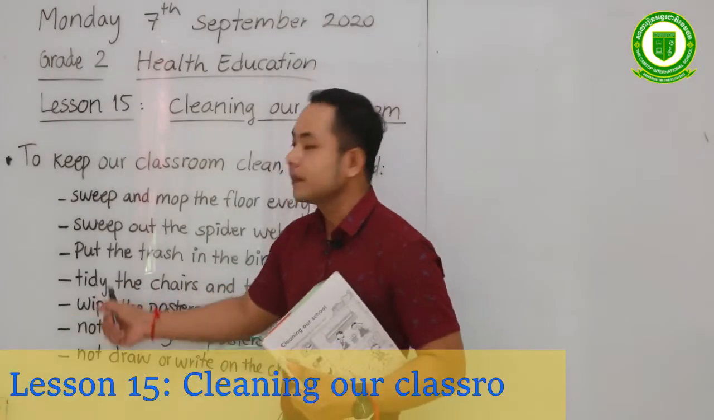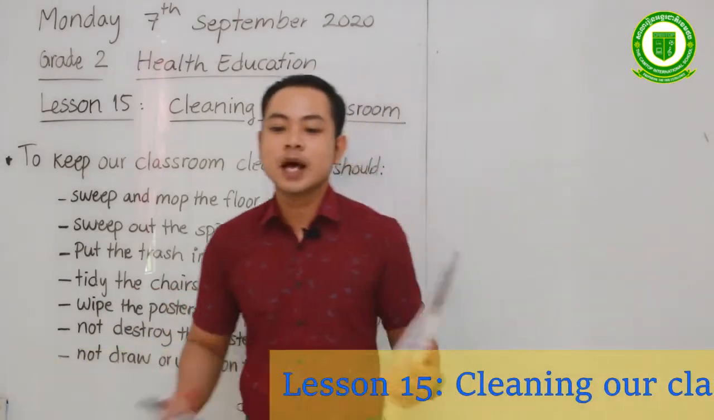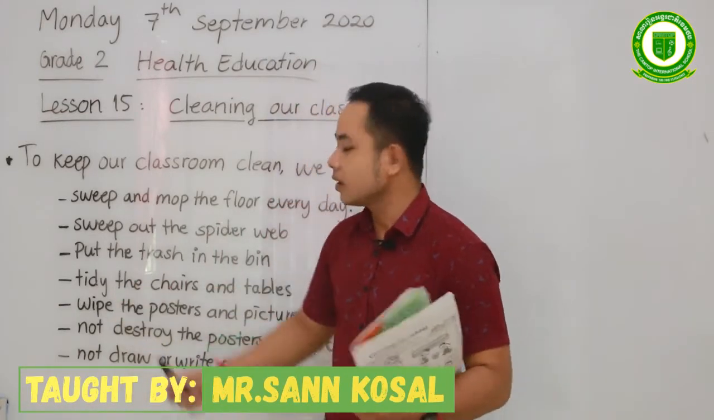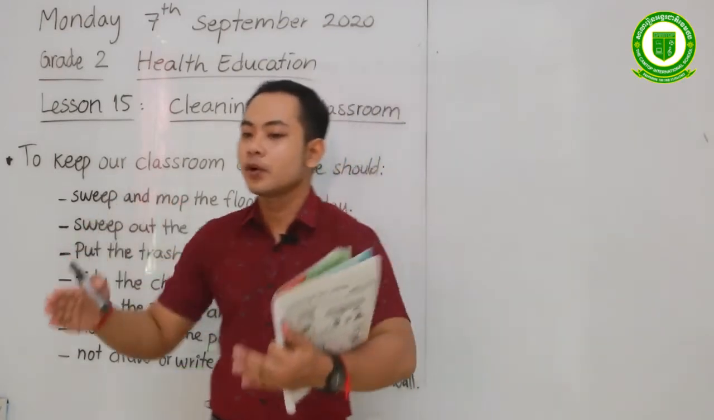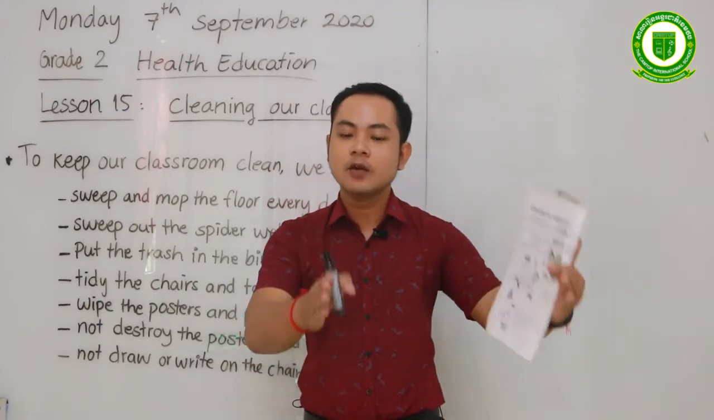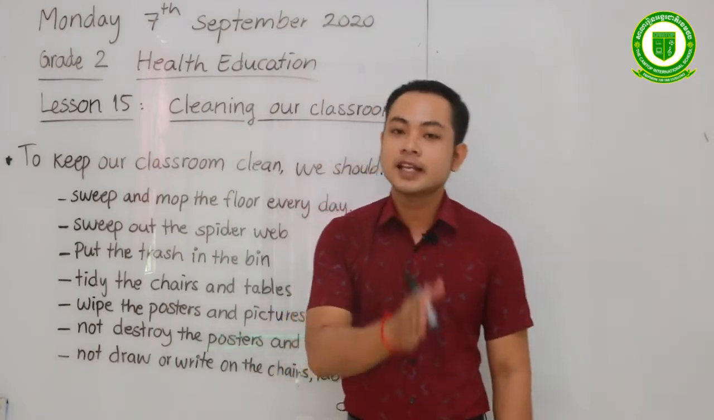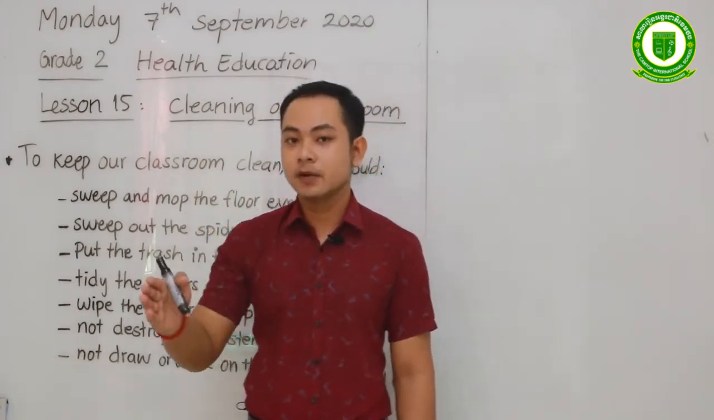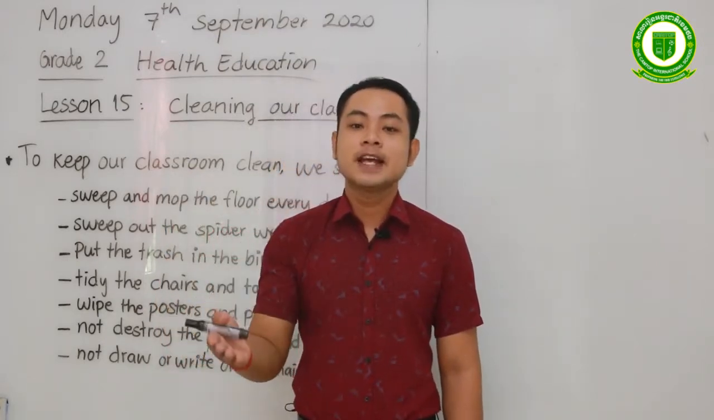Okay, the fourth one, tidy the chairs and tables. Tidy means to arrange the chairs and tables tidily. So we have to tidy the chairs, put them in a proper row, and the chairs and tables should be matched in a very good row or a good place. Okay, so always have your classmates arrange and tidy the chairs and tables before you sit down, before we start the class, or even after the class.